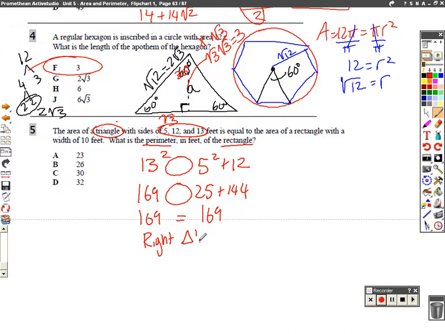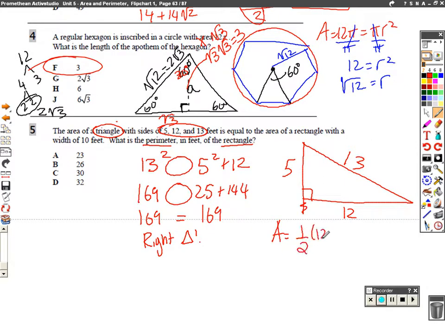Okay, so now let me label this right triangle. It doesn't really matter where I put the sides. All I know is this has to be 13, and the other two sides are 5 and 12. And since it's got a right angle, this is the height and this is the base. So the area will equal 1/2 base, which is 12, times height, which is 5. So 1/2 of 12 is 6, and 6 times 5 is 30. So now we know the area of our triangle.